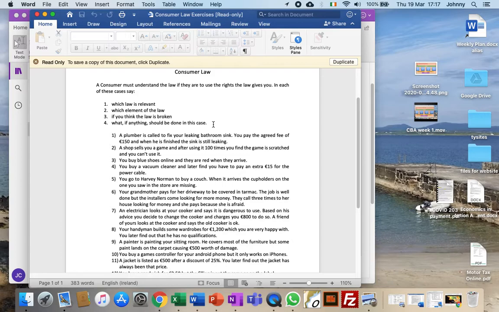But in this case, you could say the law is the Consumer Protection Act, because they lied to the consumer. They said it was going to be blue, but you got them and they were a different color. Or you could say that this is not as described. Well, the law that says as described is the Sale of Goods and Supply of Services Act. And then you'd say, well, has the law been broken? Yes, because the shoes were not the same as what you saw online.